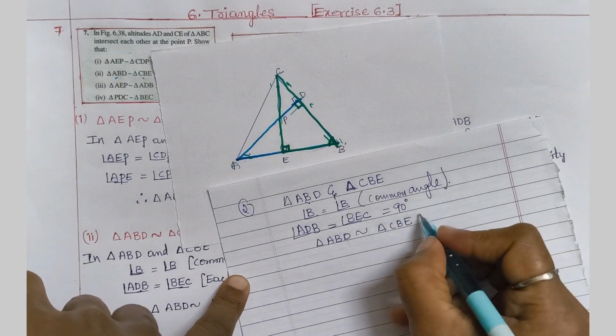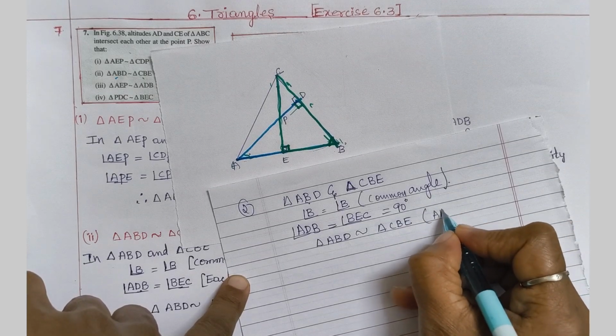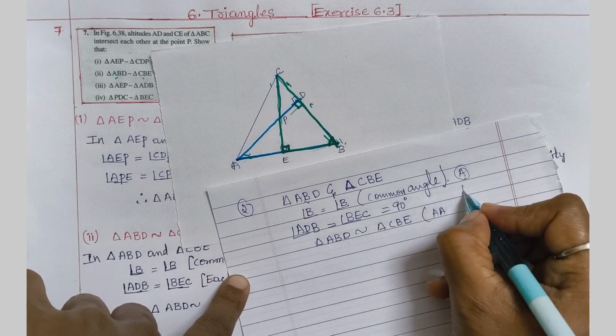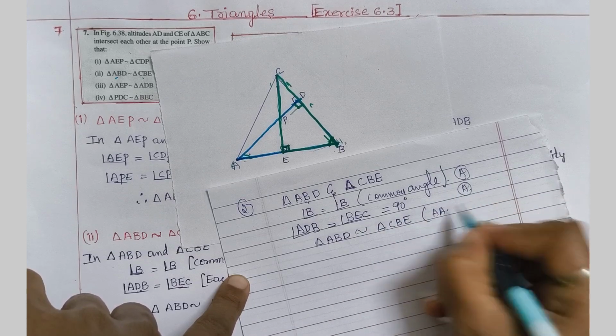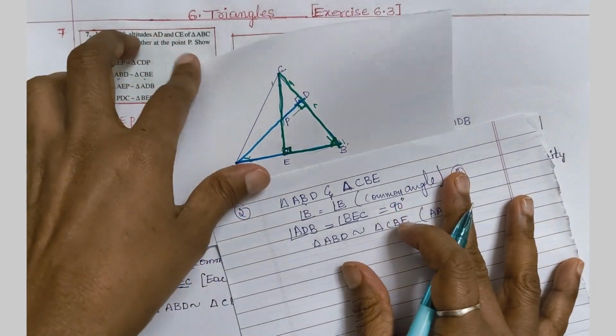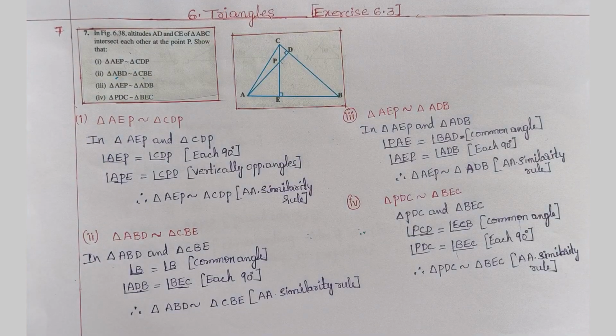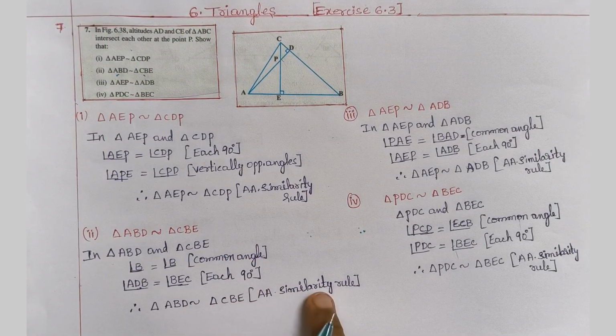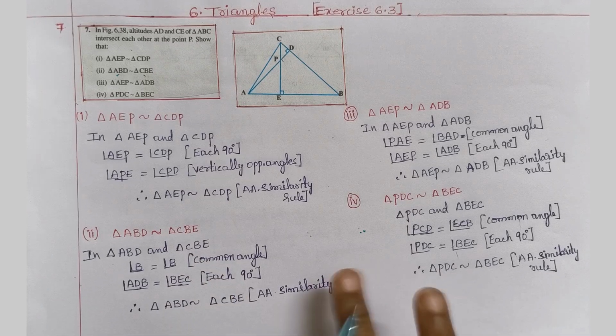Both are congruent triangles. What is the reason? See here, this angle is equal, a common angle. And both angles are 90 degrees. Two angles equal is there. By the angle similarity criteria, these two triangles are similar. See here, 90 degrees and the common angle, by this criteria these two triangles are similar triangles.